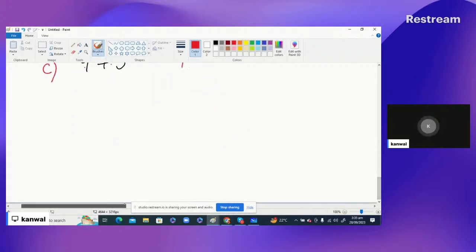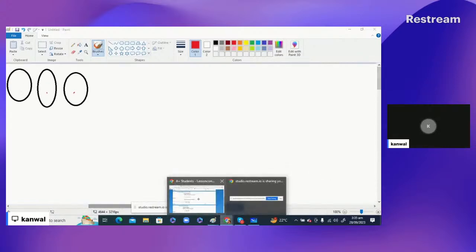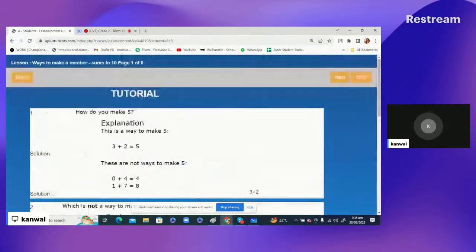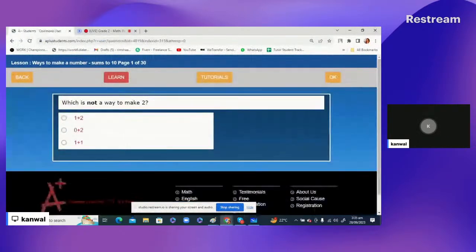All right, let's do the next part of it. Okay, now let's do a test question. Which is not a way to make 2? Here are the three options now. So you just check, when you add two numbers, which two numbers do not make 2? Okay, anyone, are you able to tell me the answer?